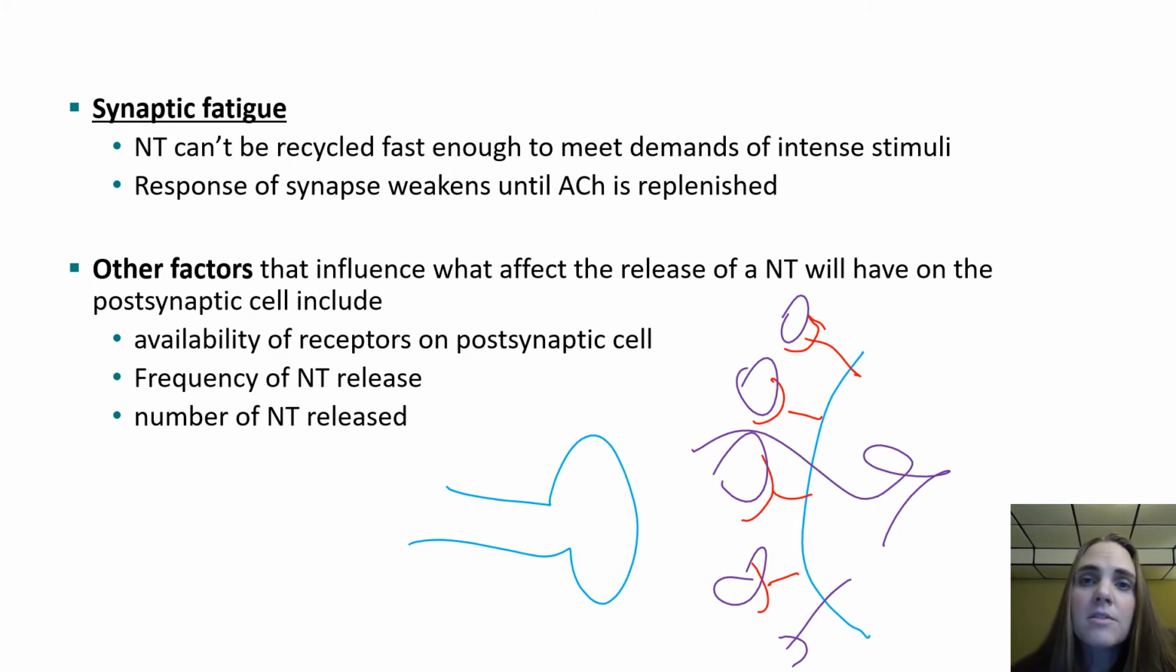The frequency of neurotransmitter release is also going to have an effect on the postsynaptic cell. And then the number of neurotransmitters that are released. So even if we have a bunch of receptors here to bind our neurotransmitter, if we only have one neurotransmitter that's released, the effect is not going to be as great.